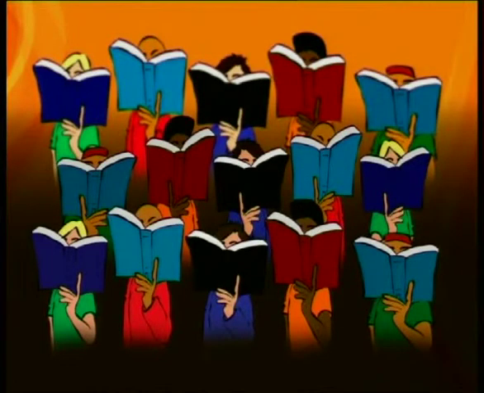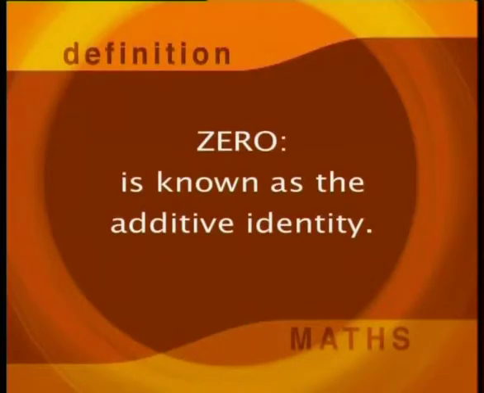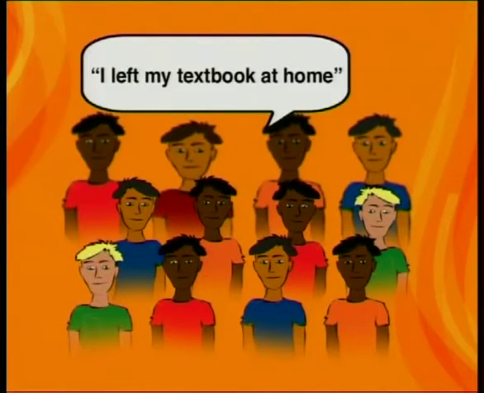Let's now look at the properties of 0 as a number in its own right. If 15 friends each have a textbook and they do not receive any more books, how many books are there in total? Clearly the answer is 15. In general, if we add 0 to any number x, then the answer is x. 0 is therefore known as the additive identity.